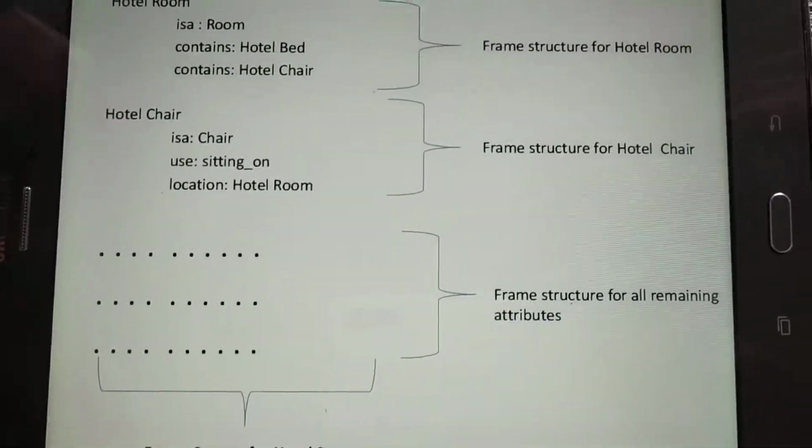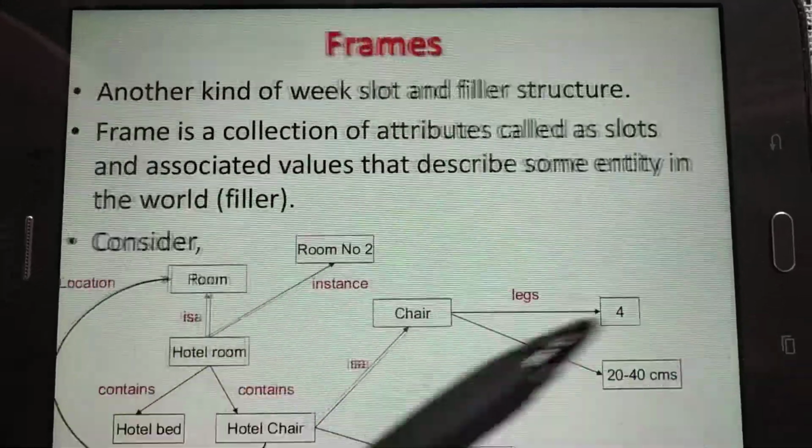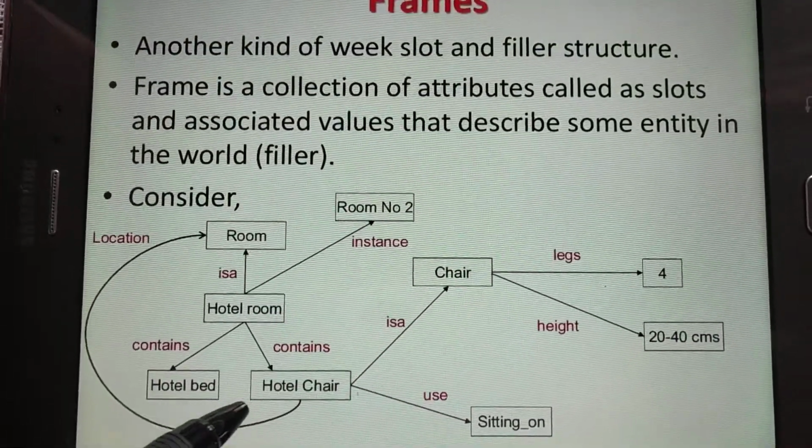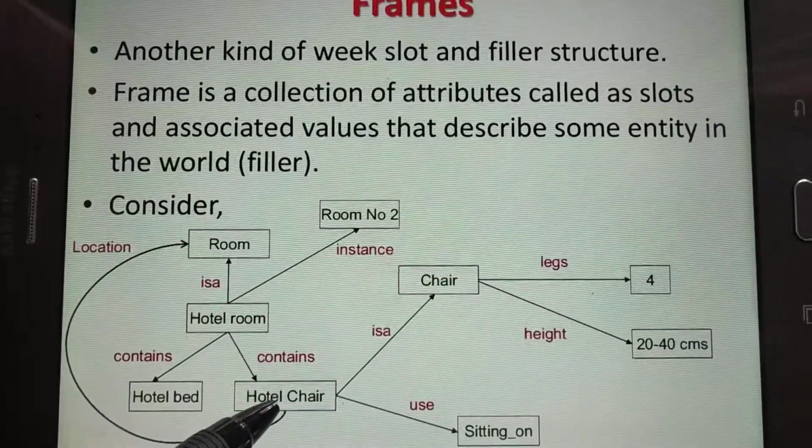You see, the next frame that I have created is for hotel chair. Now you see the next node called hotel chair in the semantic net. What are the attributes of hotel chair?